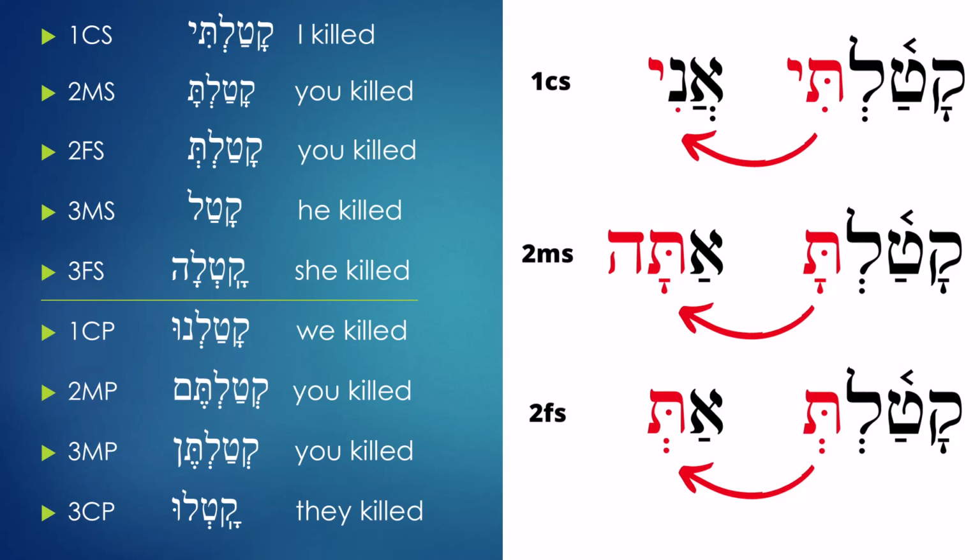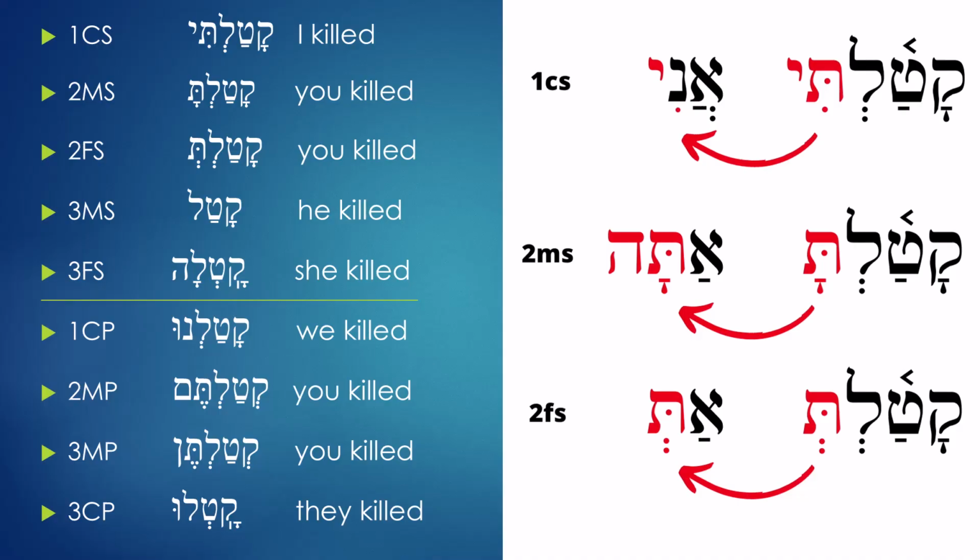Katalt. This is not katalte. Remember the rules on shva? Two shvas at the end of the word are both silent. So this becomes katalt. And that t at the end corresponds to the pronoun at from second feminine singular. This pronoun at means you. So katalt means you killed.